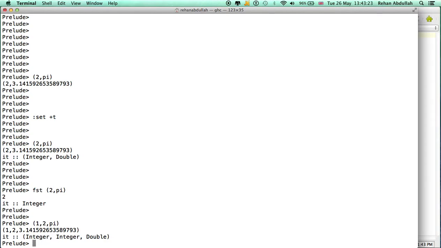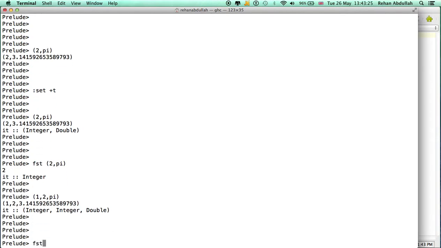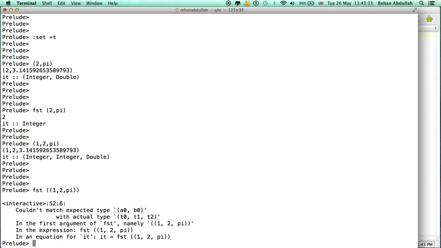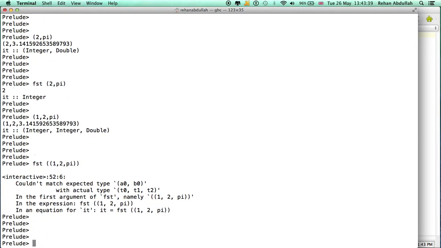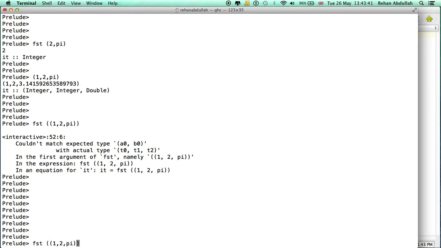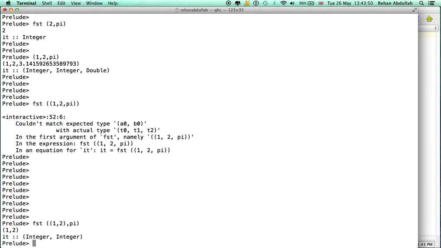fst, fst, one, two, pi, close that again. Getting an error for some reason. Because, hold on, fst, should have closed this one. There you go. Yep, I know what I did wrong. Had the brackets in the wrong order.